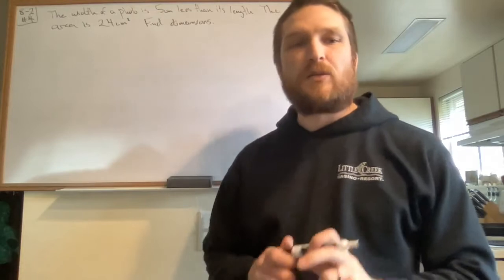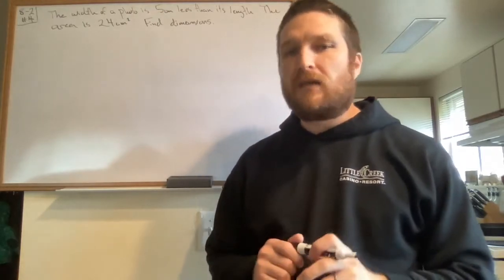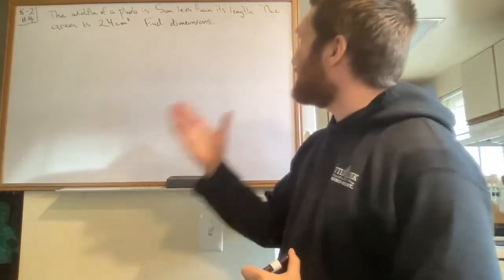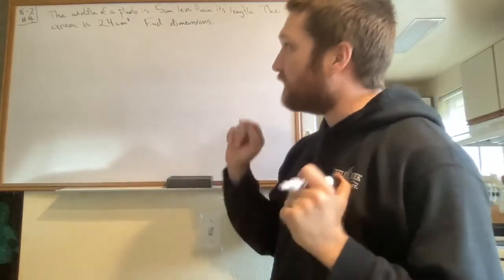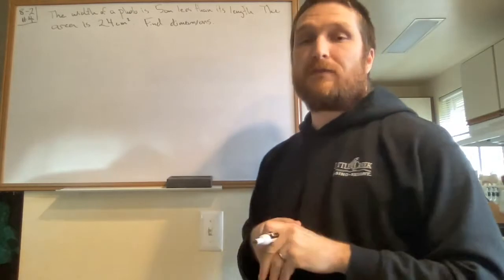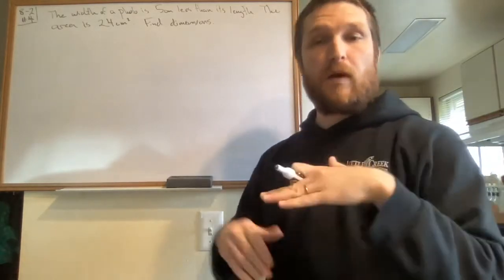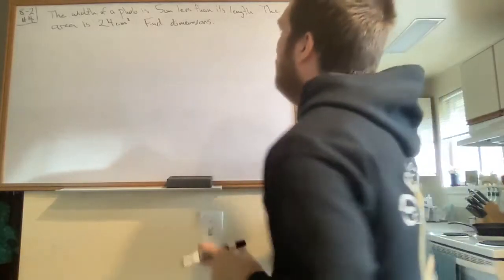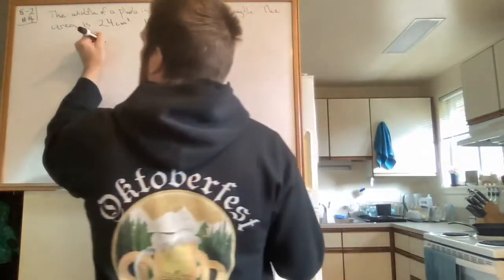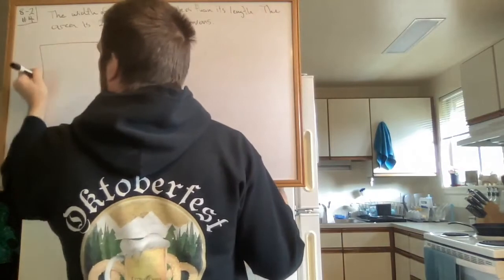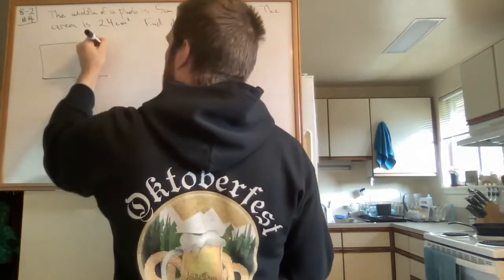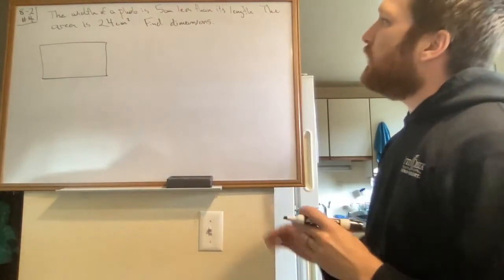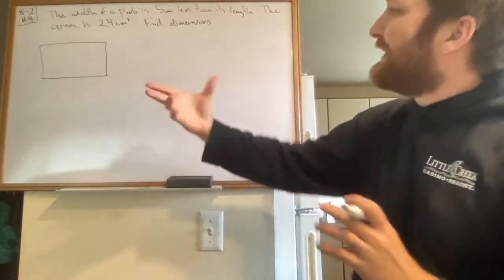Chapter 8, section 2, problem number 4 says the width of a photo is 5 centimeters less than its length. The area is 24 centimeters squared. And we are supposed to find the dimensions. That is, find the width and the length. So we're going to start with a picture. Something's less than something else, so I could go ahead and draw a rectangle. That'll look good.